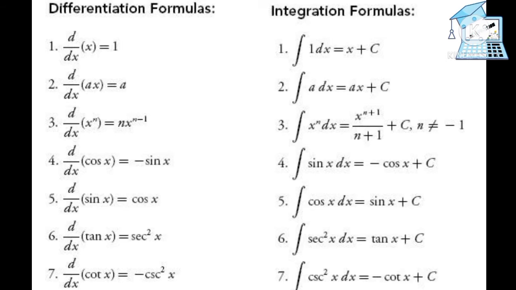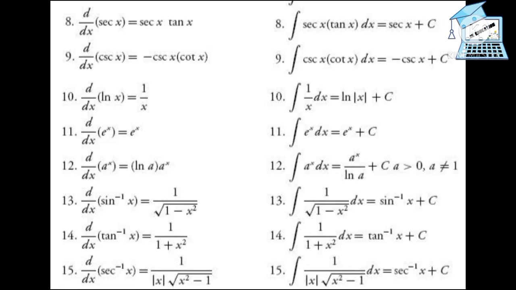So look at these formulas once again. Without knowing these differentiation and integration formulas, you cannot proceed further in the subject, so please revise these formulas again and again, twice or thrice. So please look at these formulas and revise them again. I'll be giving you these formulas in the description, so you can download and revise them once again.